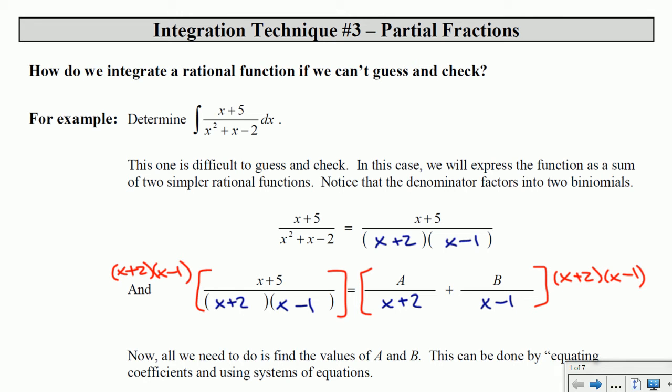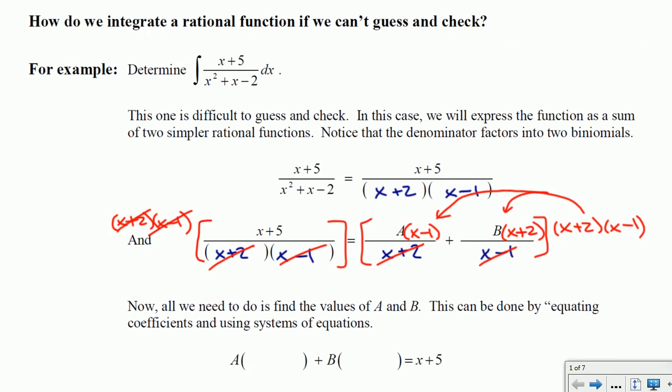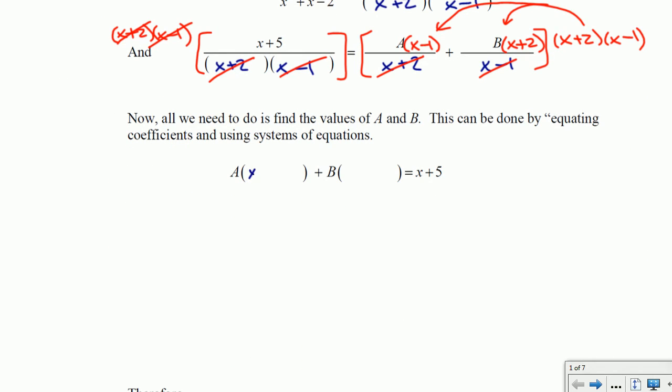So on the left side of this equation, the (x + 2)'s go away and the (x − 1)'s go away as well. On the right side of the equation, we need to distribute this into both terms. So with the A, the (x + 2)'s cancel, and we'd have A times (x − 1). And with the second term, the (x − 1)'s would cancel, and we'd be left with (x + 2) times B. So we have A(x − 1) + B(x + 2) = x + 5.